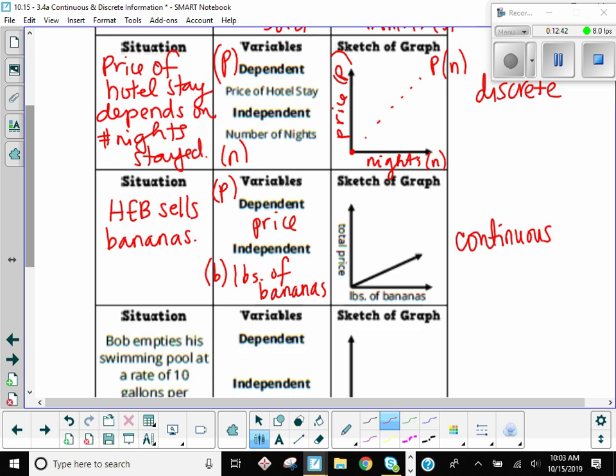So when you go to name it, would that be P of B or B of P? P of B. Dependent is on the outside, independent is on the inside. It's like peanut butter, P of B, which also happens to go nicely with bananas.